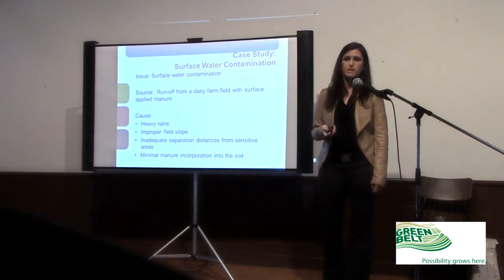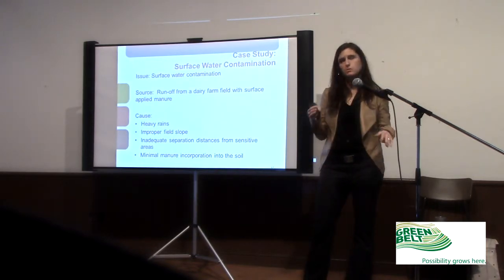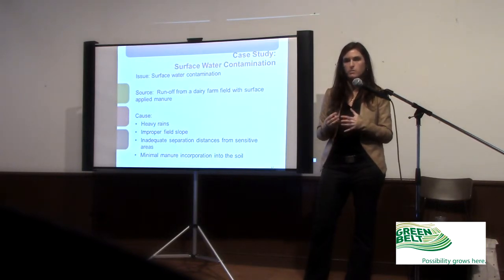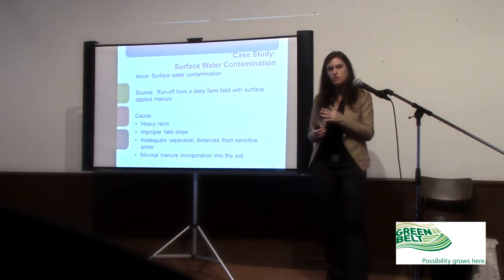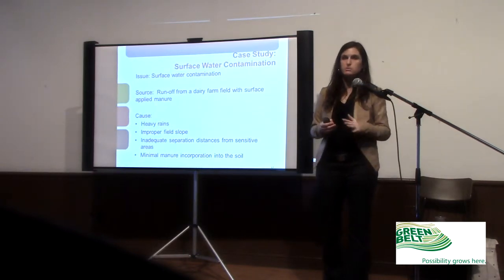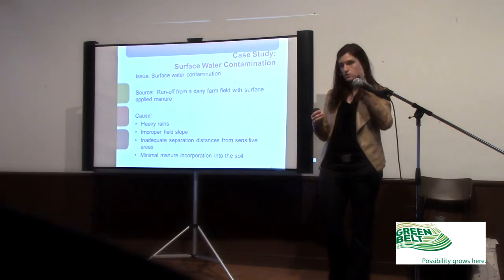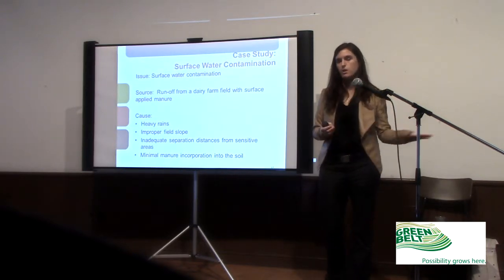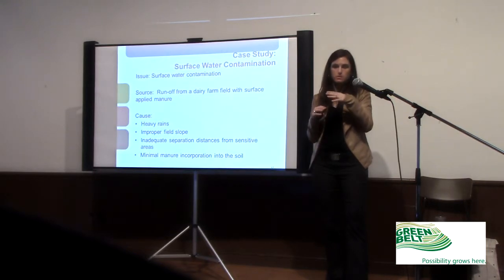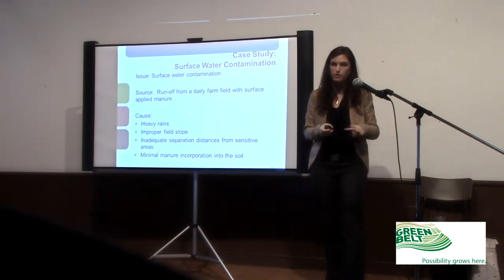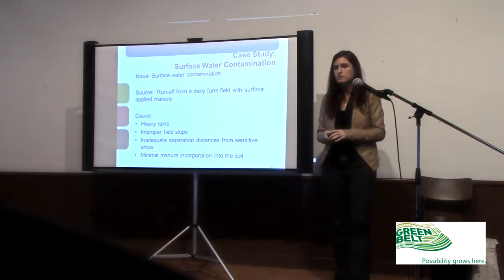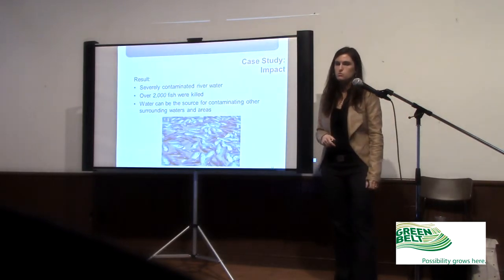So there was heavy rains. There was also, like I said, a lot of technical things when it comes to manure and soil management. There's slopes involved, and in this particular case, it was an improper field slope, like you shouldn't have more than 3%. It was a much higher grade, so the runoff didn't really have much time to be absorbed, so the water took it away. There wasn't a lot of separation distance from those sensitive areas, and then it wasn't incorporated quickly.